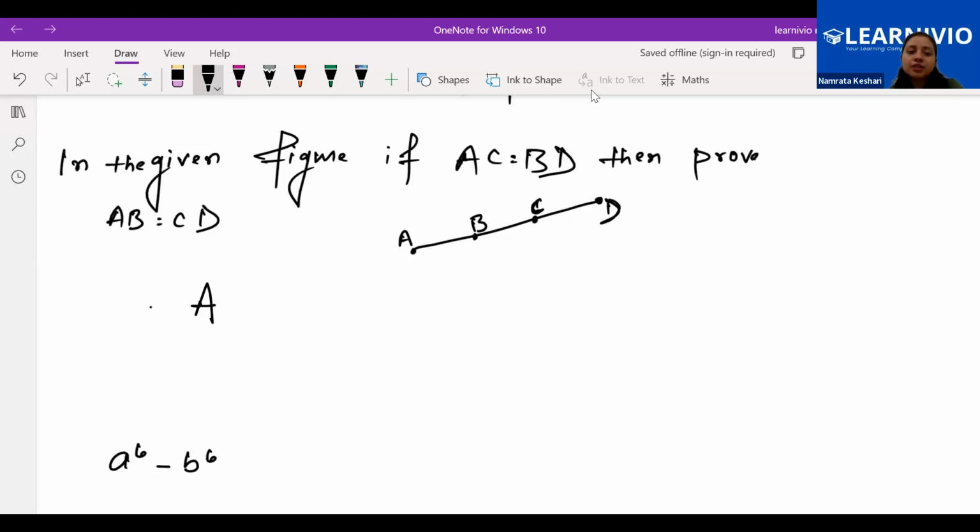Exactly, when equals are subtracted from equals. It is given that AC is equal to BD from the left part and from the right hand side part, if we subtract the same, that is BC. So focus over here. AC minus BC is nothing but AB, and BD minus BC is nothing but CD. And that's what we have to prove. It's just a two-step proof.